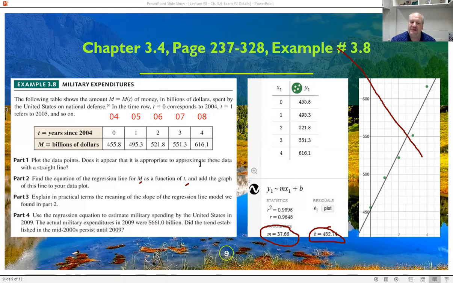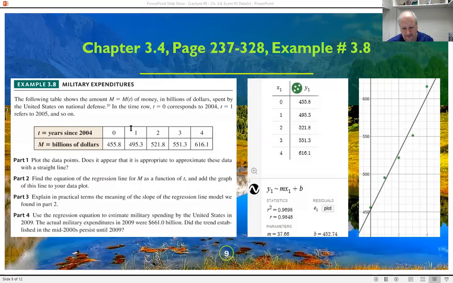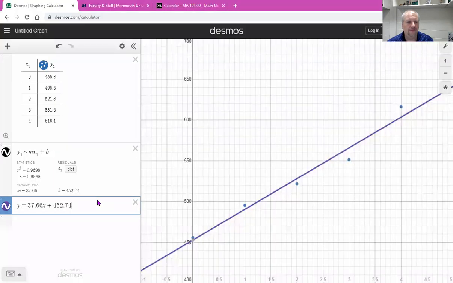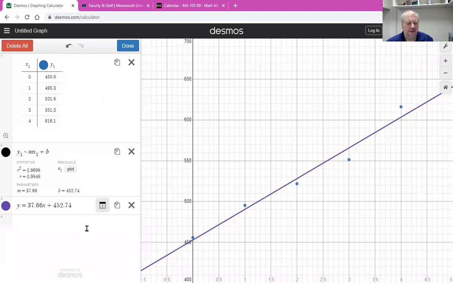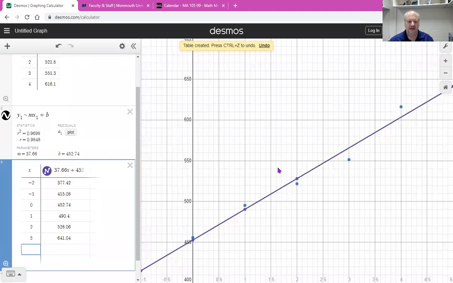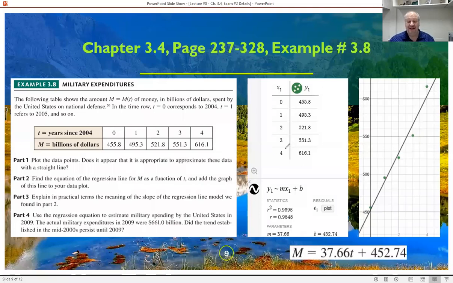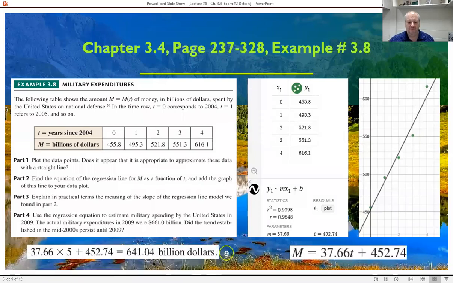And to figure out the answer for what happens in 2009, we're going to substitute t equals 5 in. And that's really easy to do using Desmos. Make a table out of it, and then find out what happens when it's 5. And there's your answer, 641.04. So here's the formula that we talked about in terms of m and t. And last but not least, here's the answer: 641.04. But remember, it is in billions. So make sure you say $billion when you're through, or change it into billions by multiplying and moving decimal points.